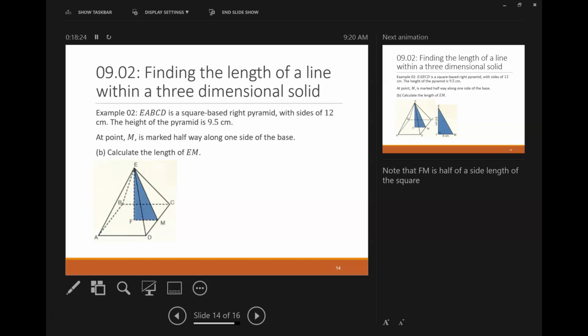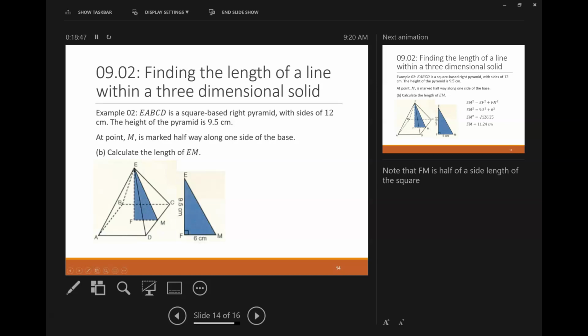What is the length of FM going to be? 6. It is going to be 6. How did you get 6, Caleb? Because the sides are 12. The sides are 12. And F is like the center of that base. It's got to be 6 and then 6 to give us 12 total. Good. Everybody feel okay on that?